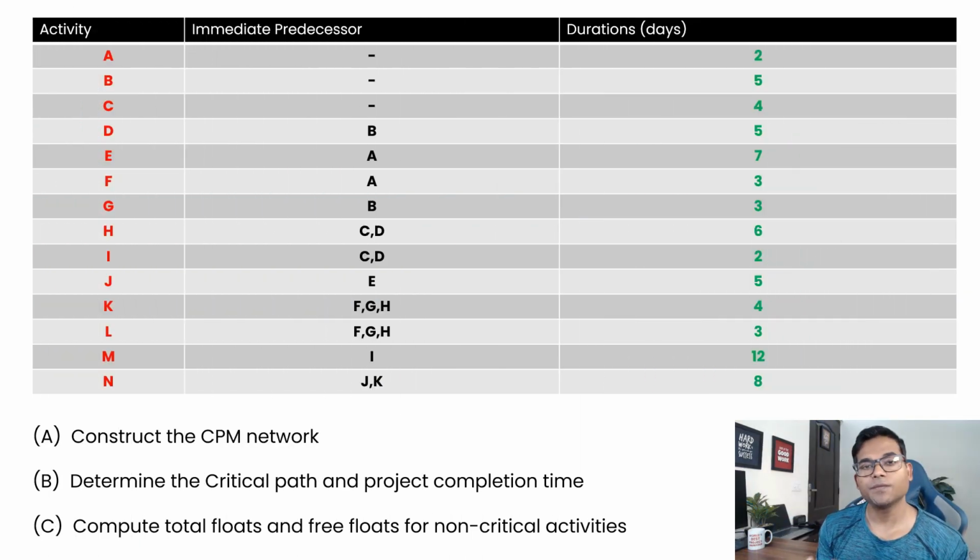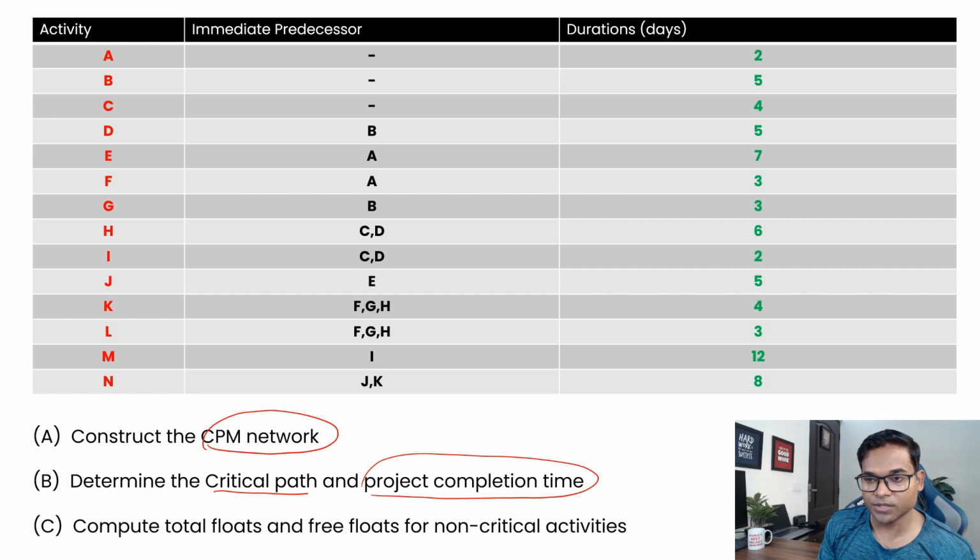So in the previous session we learned how to draw a CPM network, right? Now if you see our question, the first task was to draw a CPM network, which we already did in the previous session. Now the next question is that we need to determine the critical path, and then we need to determine the project completion time. So there are two pieces of information required from the network we have drawn. So let's understand how to find the critical path, and then what is the duration of your project.